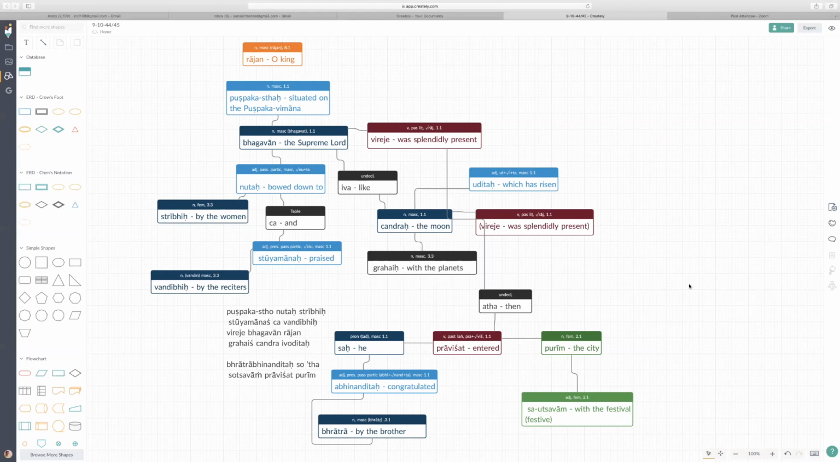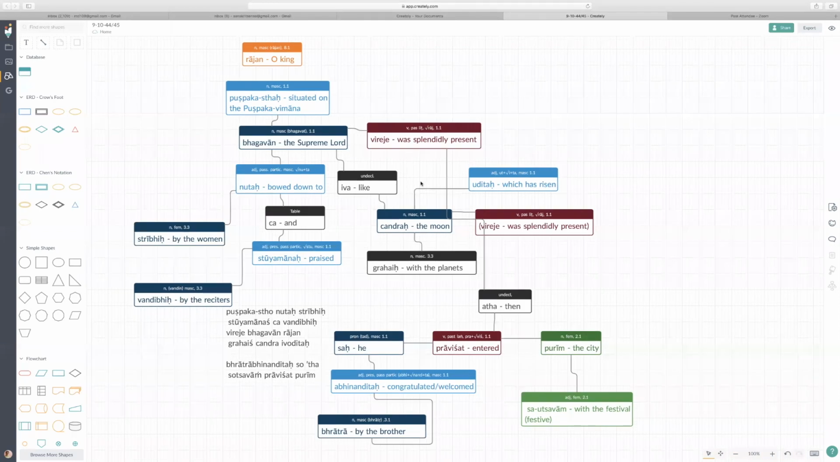Yeah, here actually, one thing to note from this verse is to see how these present participles take their own subject. This is quite nice. So, nutaha tribhihi: he was bowed down to by the women. Then, stuyamanaha: he was praised by the reciters. And then another, abhinanditaha: he was congratulated, translated as welcomed, by his brother. So this kind of structure is repeated three times in this verse.